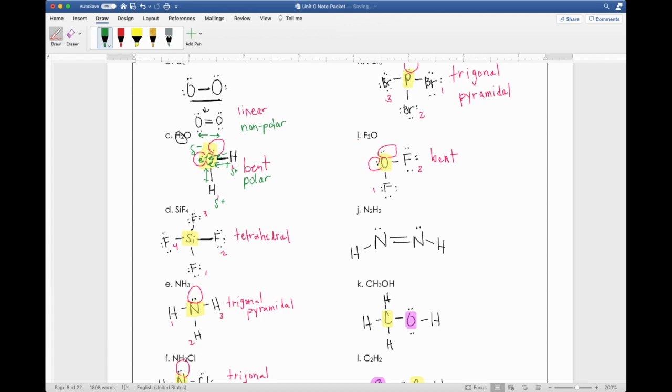For D, notice here that this silicon is bonded in 4 ways to fluorine. This is a totally symmetrical molecule. It's symmetrical this way, and it's symmetrical this way. So this is going to be a very nonpolar molecule. No partial charges whatsoever. There's no side of the molecule that's more negative than the other.